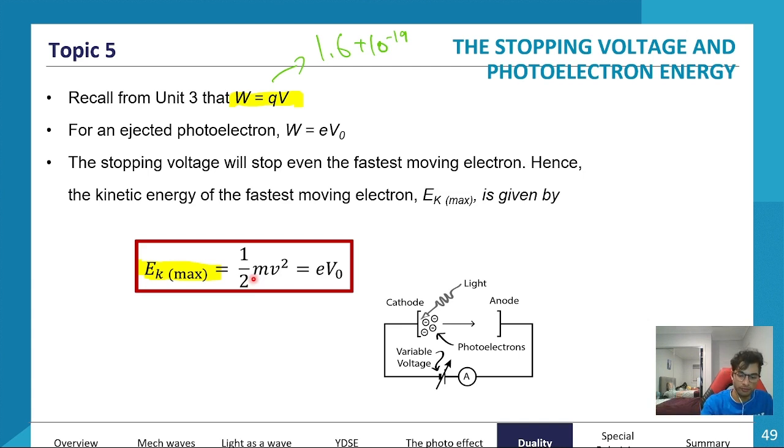At this point, the stopping voltage will stop even the fastest moving electrons. You can imagine that these electrons are being shot to the other side, and the stopping voltage is exactly the amount you need to stop every single electron. Let's say the stopping voltage is 2 volts. Using exactly 2 volts, you can stop every single electron from going from here to there.